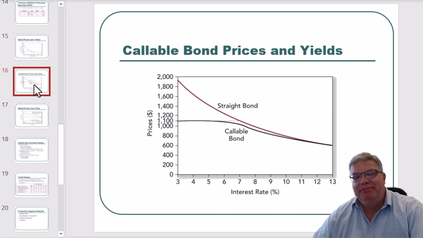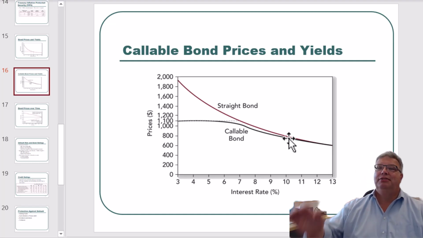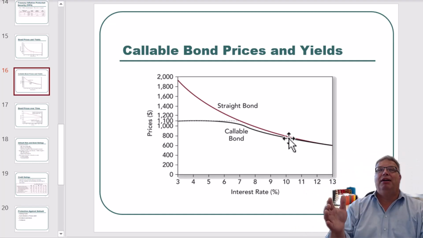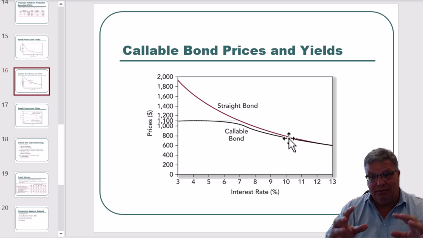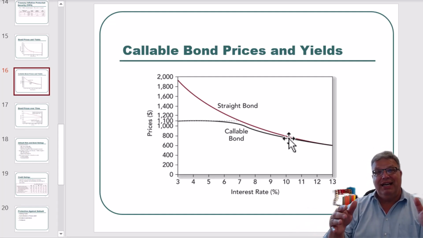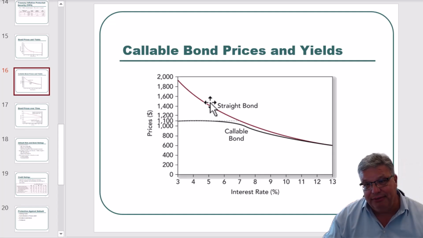So just imagine, remember we were looking at that callable bond at 110? Look at this example, right? So let's imagine a company has a bond and interest rates start to fall. Let's assume they had a straight bond with no call feature. The price of that bond, as interest rates fall, goes up, up, up, up, up. It follows this red line right here.